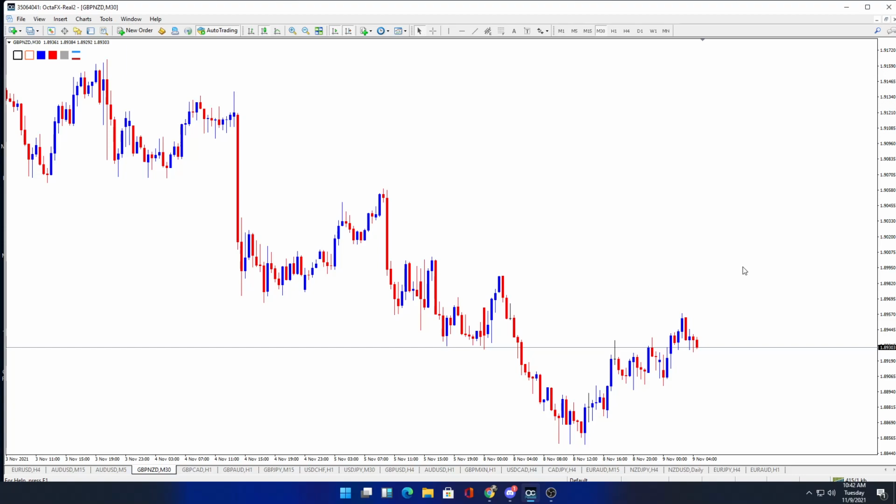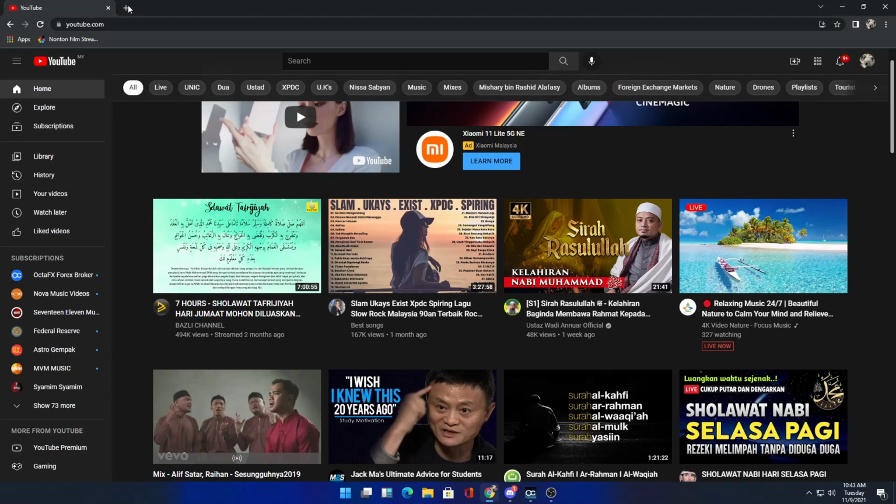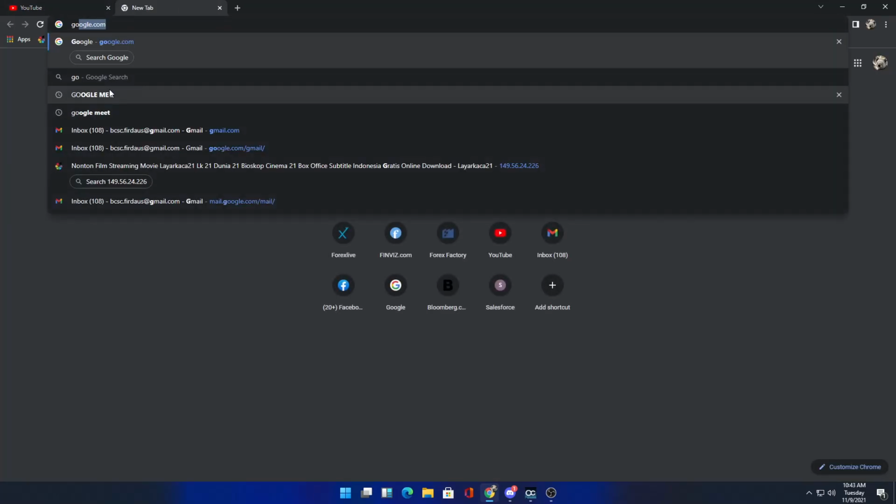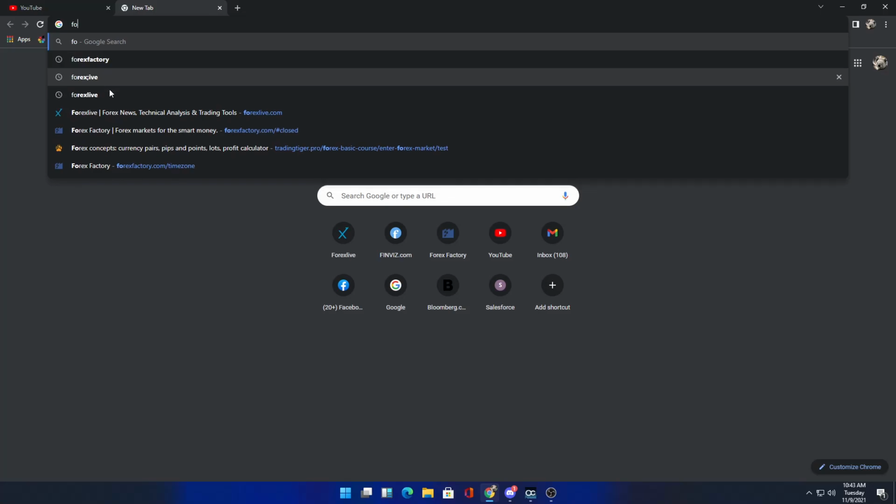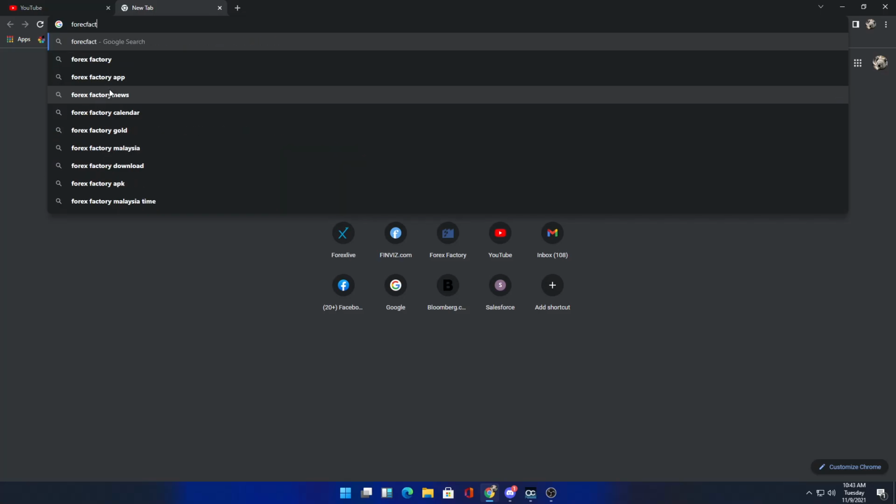So okay, let's go. Basically the first thing I will do is look up the calendar of the day. Basically I will look up Forex Factory.